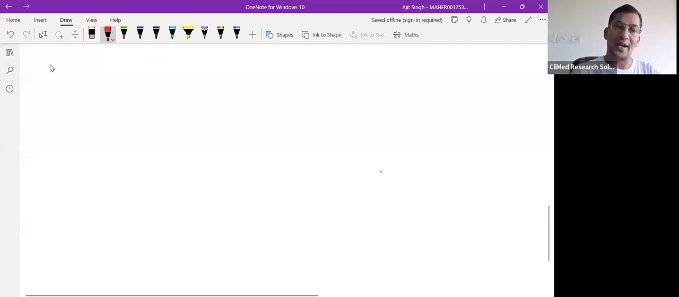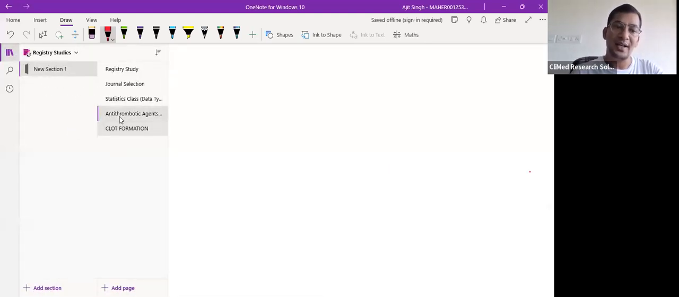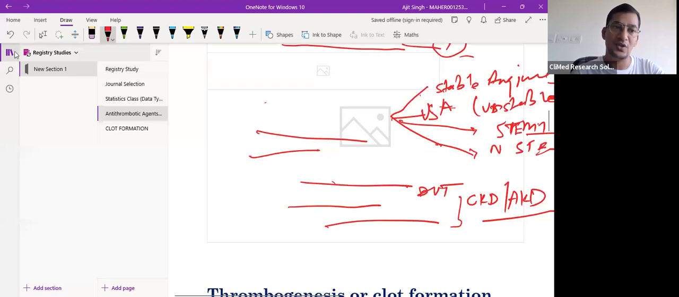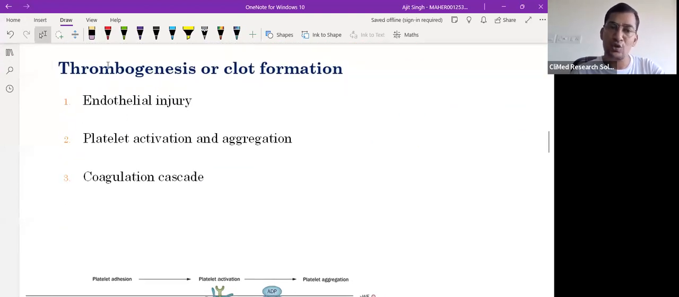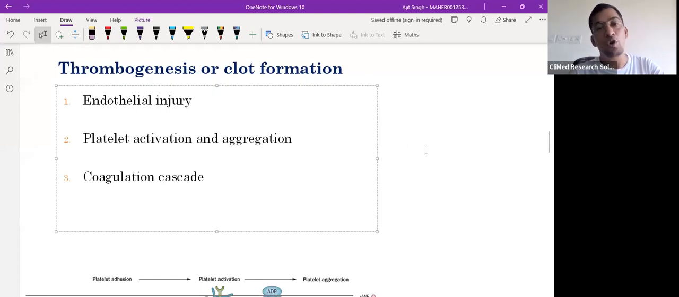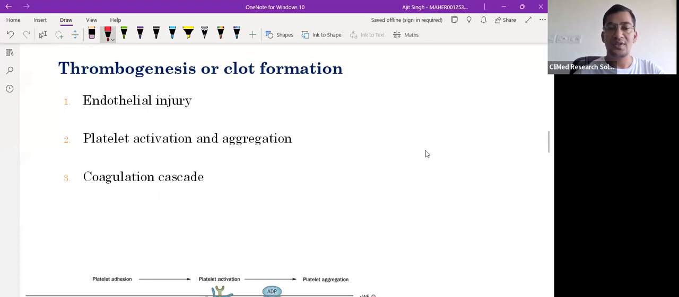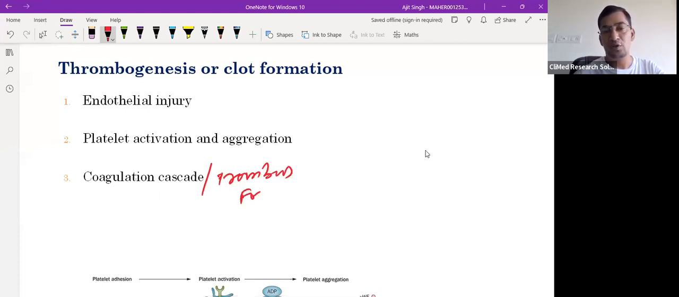Let's go back and check here, right, guys? So see, first thing is thrombogenesis, or clot formation. There are 3 steps. One is endothelial injury, second is platelet activation and aggregation, and third is coagulation cascade, or your thrombus formation. Okay, coagulation cascade or thrombus formation, right? So we have completed endothelial injury here. Now we have to discuss platelet aggregation and activation.